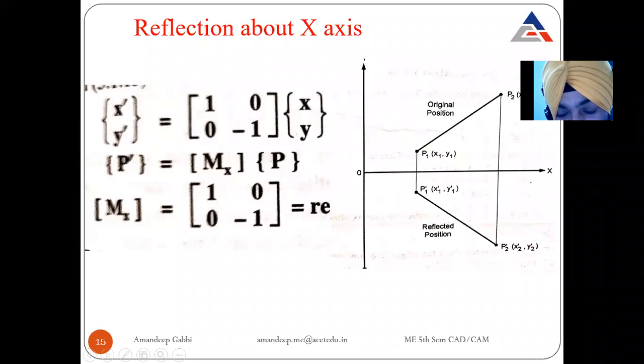And this x2 is positive and x2 dash is also positive. That means there is no change in the value of x1 and x1 dash. Similarly, for x2 and x2 dash, there is no change in the value. But y1 was initially positive, and after reflection, y1 becomes negative. Similarly, y2 was initially positive, but after reflection, it goes negative. Similarly, in the matrix 1 0 0 minus 1, the minus 1 is introduced to show that the y value is going to be negative.